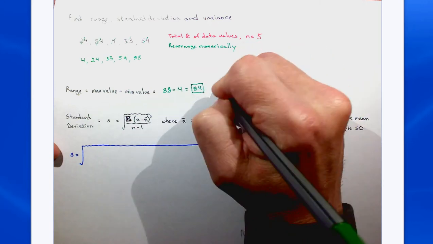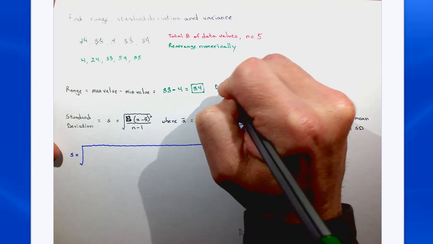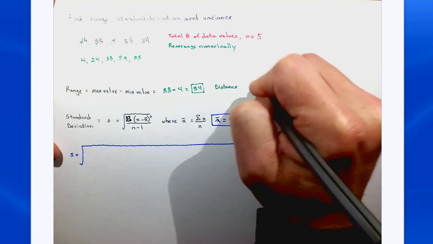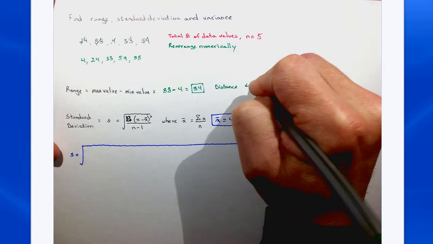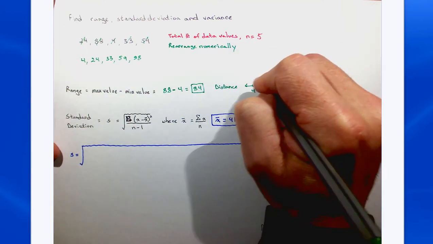Range is distance. That's what we're looking at here. We're just looking at the distance between the two numbers. If you need to, view it as a number line. Here's 81 on the number line, and here's 4. It is the distance between the two.